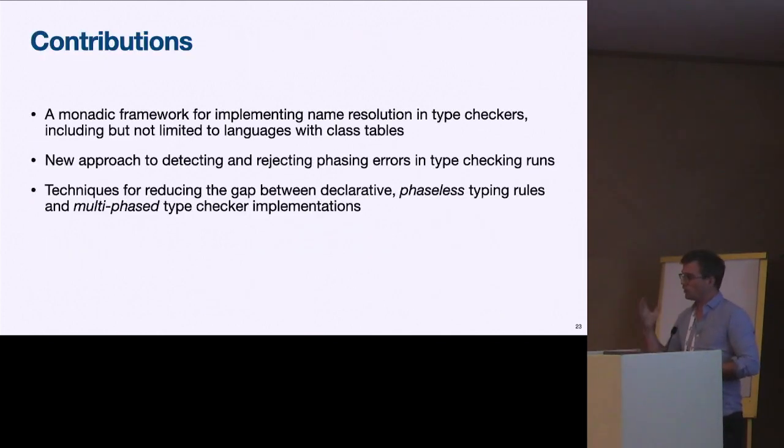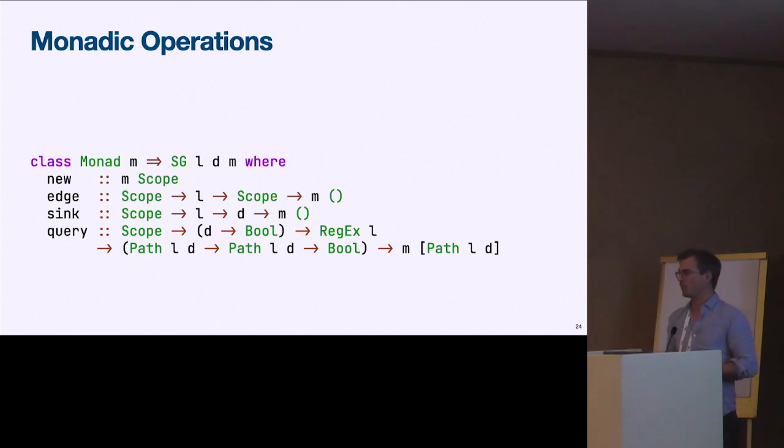So all that I've shown you is basically standard scope graphs. This is all based on previous work. A new thing here is that we have embedded this in Haskell. This is why we call it a monadic framework. We've embedded it in these four operations. We have a new operation for creating a new scope, an edge operation for creating a new edge, a sink operation for creating a declaration, and a query operation for querying the scope graph. This is all you need to do name resolution in any programming language, really.